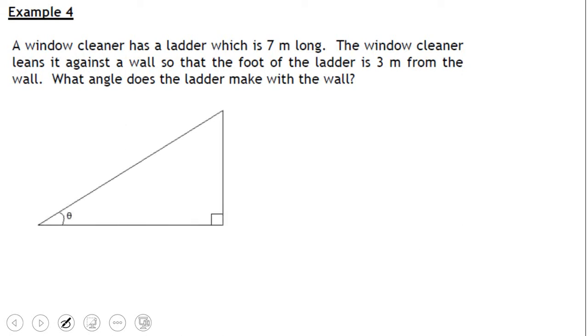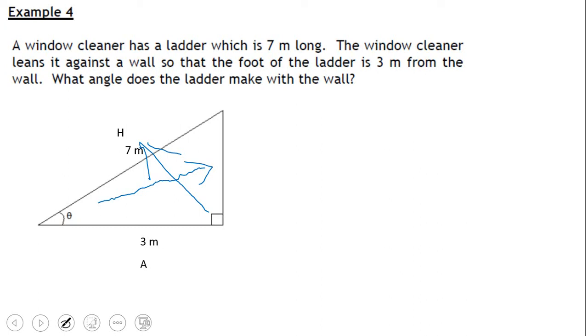So a quick sketch of the situation gives us our right angle triangle. We have our ladder is 7 meters long, so that's the one on the diagonal. The foot of the ladder is 3 meters from the wall, so the bottom side of that triangle is 3 meters. Now again, the side that's opposite our right angle is the hypotenuse. The side that's opposite our angle is the opposite side. So our 3 is the adjacent side, and our 7 is the hypotenuse.